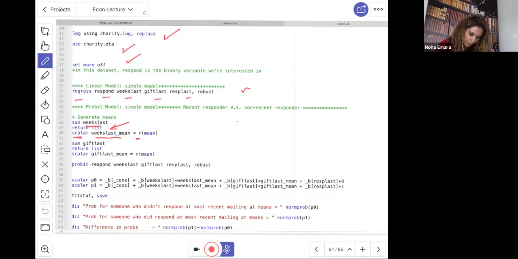Okay, and I'm going to do the same for, actually, just to let you know that you can type sum weeks last gift last. This would give you a table with the means, standard error, minimum and maximum, and you will see the means. But this way is nicer because it makes our life easy in presenting the results. I like this way, which is extracting the averages out. We're going to repeat the same for the mean of gift last and give it a certain name, which is gift last. Okay.